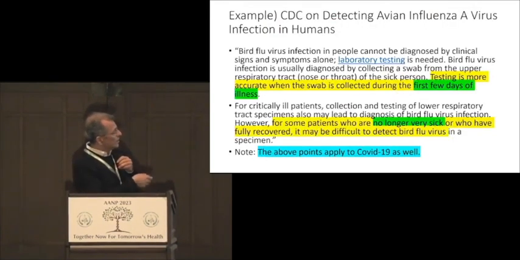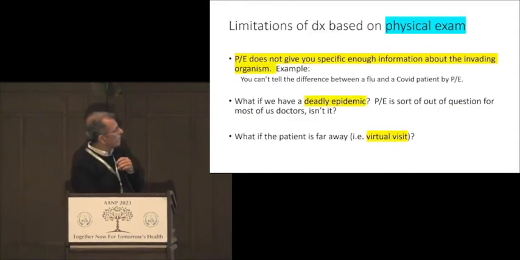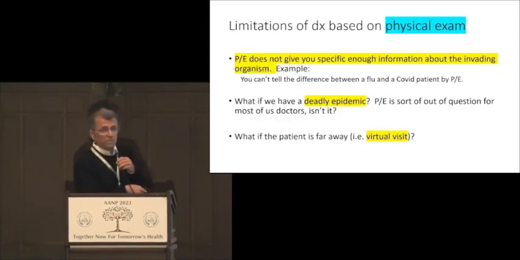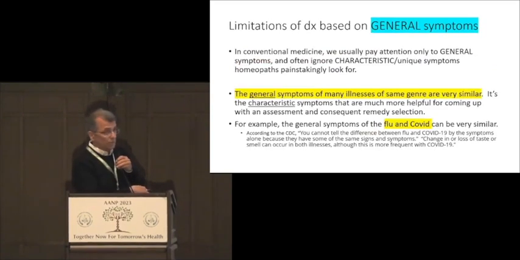Okay, so the CDC talks about the limitations of testing of bird flu here. These are limitations of physical exam. One obvious limitation of physical exam is if you have a significant, dangerous pandemic, you wouldn't want to do a physical exam on them, right? Like COVID during the initial phase of COVID. So there are obvious limitations of physical exam during pandemics, especially dangerous ones.